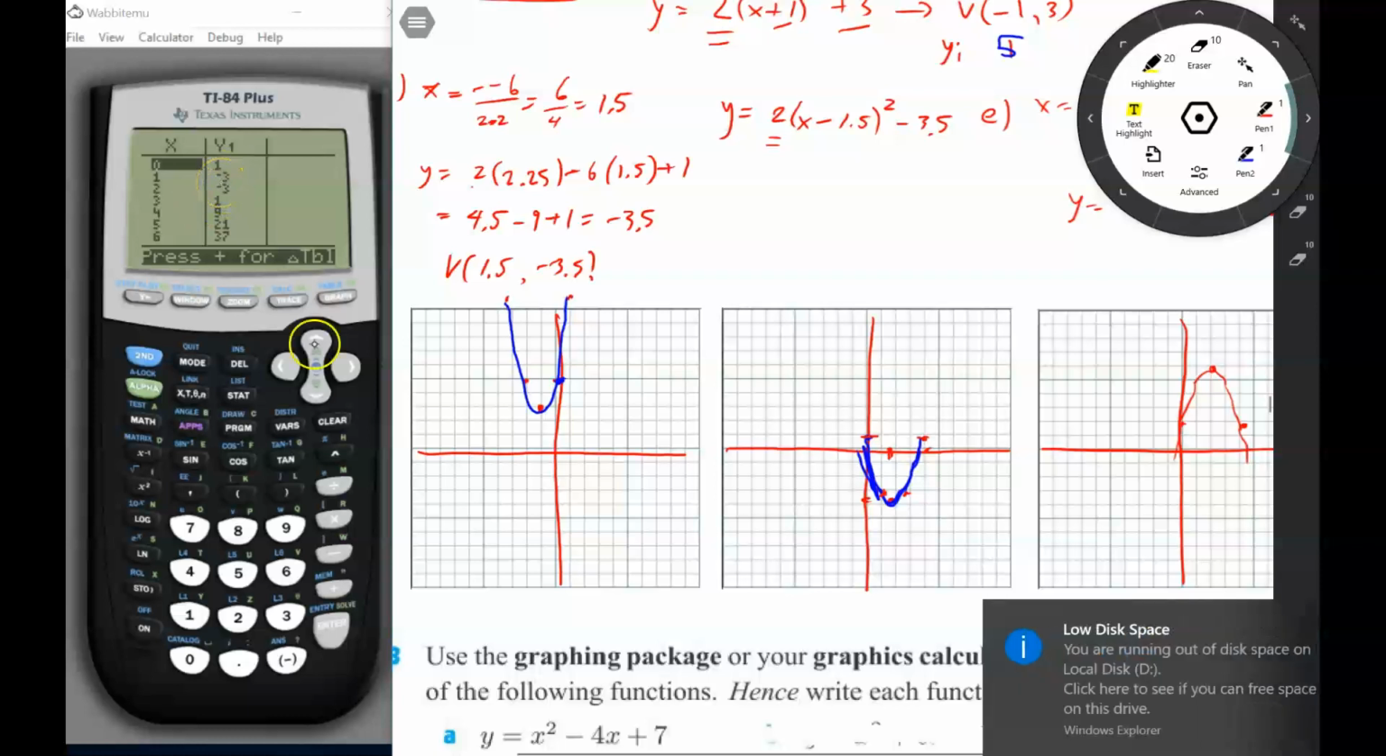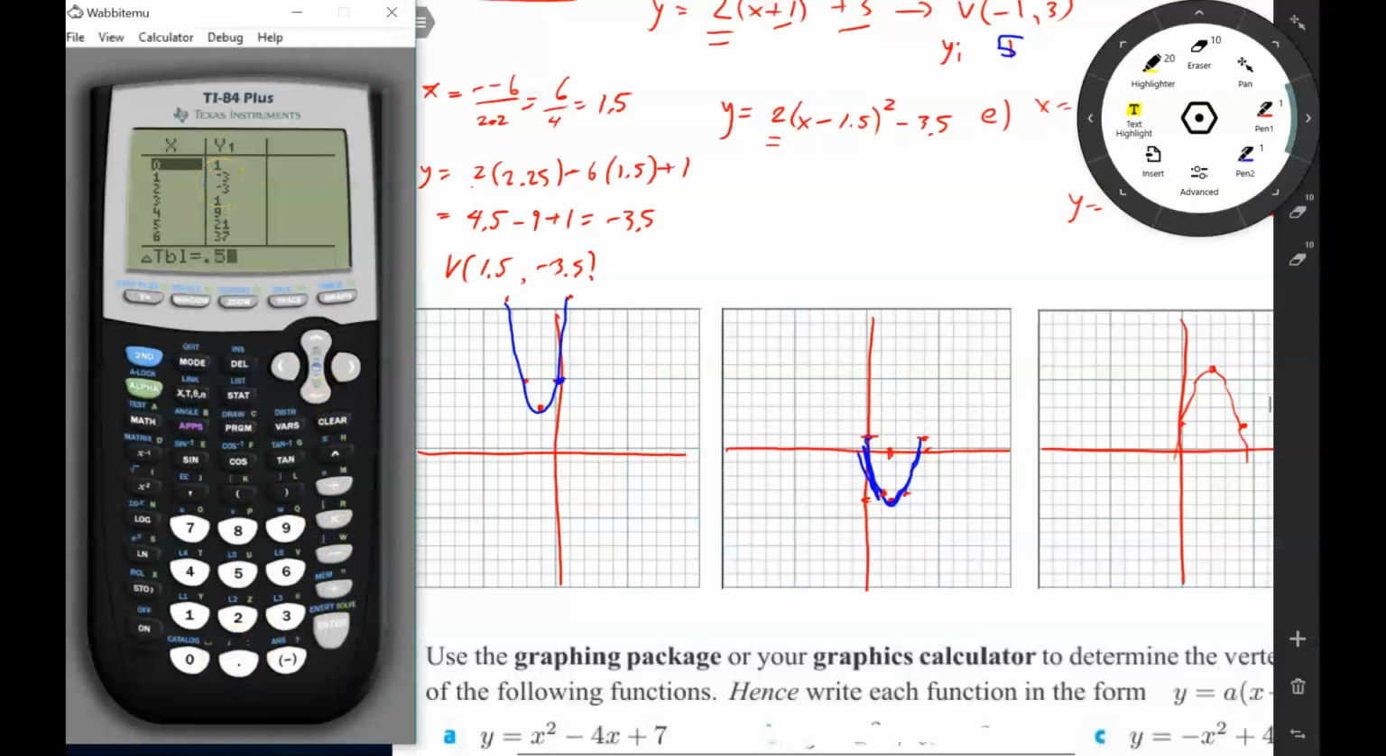Okay. And if we want to find the vertex, we can see that these are symmetric. So the vertex appears to be at 1.5, right? If I wanted to, I could do plus 0.5, change the step size, and now I can see that the vertex has a y value of negative 3.5, right? Okay, so that's how you can use the calculator to check some stuff.